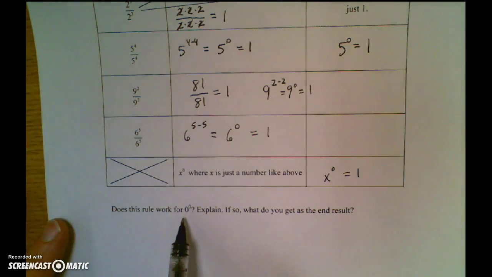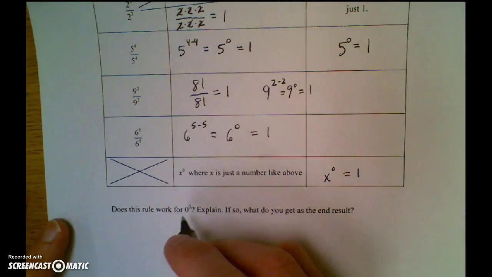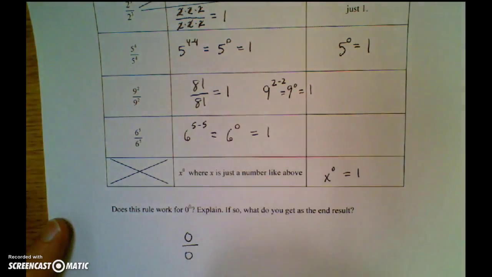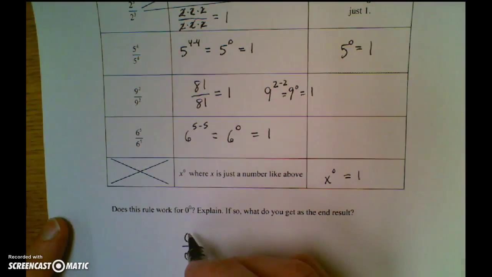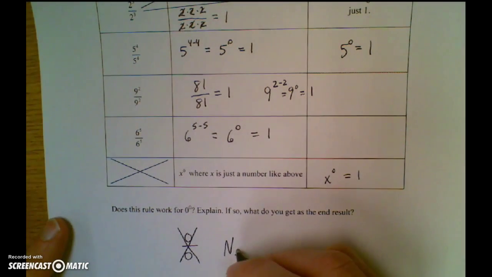Does this work for 0 to the 0? Well, that one's a little tricky. Remember, 0 to the 0 would be 0 divided by 0, and you cannot do that. So no, it does not work for 0.